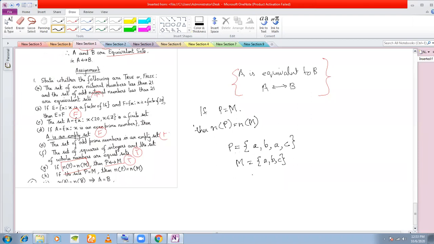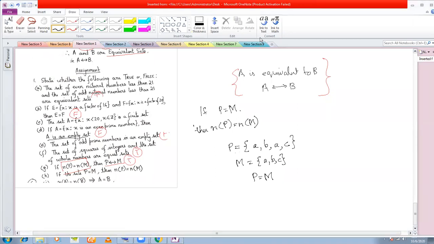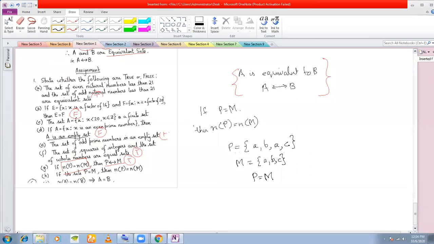Are they equal sets? Yes, they are equal sets, sir. But are the cardinalities equal? No, sir, the cardinality is not equal. Then how are you saying that this is true? Sorry, sir, I didn't understand. Okay, fine, no problem. So if you remember this example, this is your false. Try at least. You may be wrong. That's okay.